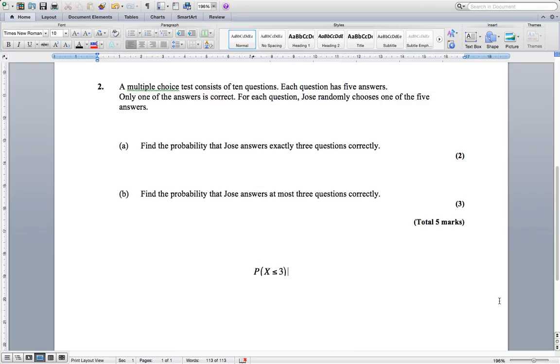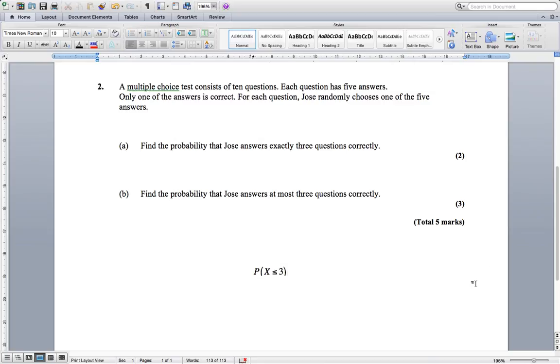Fine. So let's now solve the second problem. A multiple choice test consists of 10 questions. Each question has 5 answers. Only one of the answers is correct. For each question, Joe randomly chooses one of the 5 answers. Fine. Now here n is 10, the number of questions. Each question has 5 answers and only one of them is right. And since Joe randomly chooses the answers, the probability that he will choose a correct answer is 1 by 5.